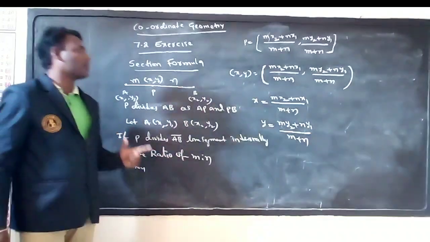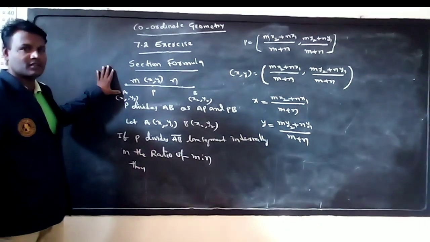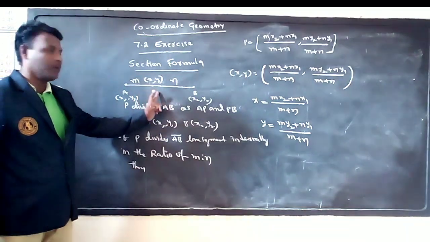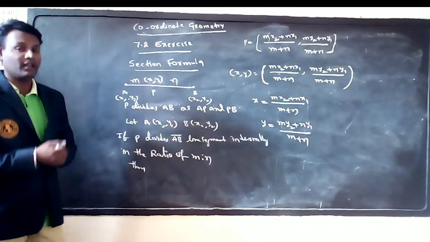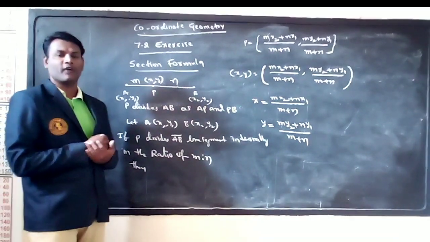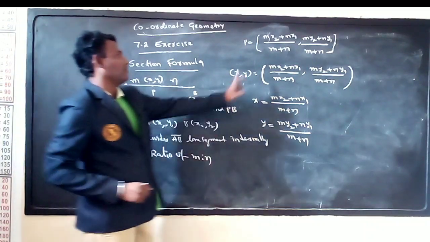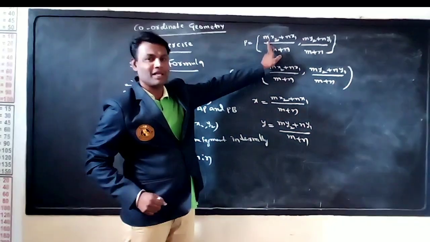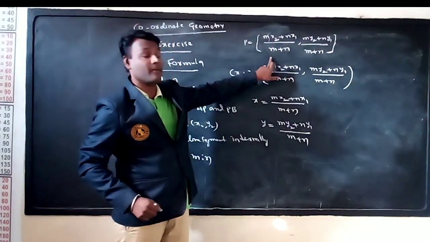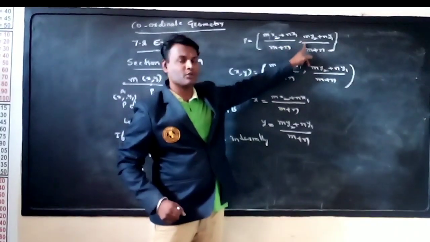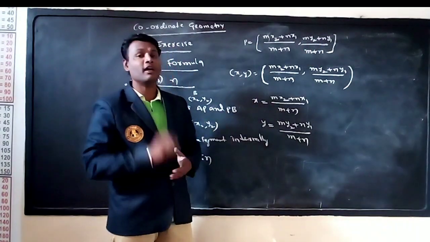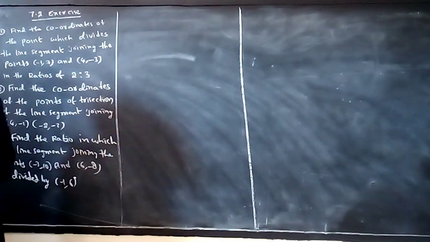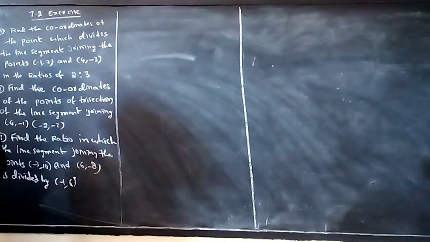So what is section formula? AB is a line segment. P divides AB internally in the ratio m is to n. To find the coordinates of P, the formula is (mx2 plus nx1) by (m plus n), (my2 plus ny1) by (m plus n). So this is called the section formula. Clear? Now I am going to explain some problems on section formula from exercise 7.2.